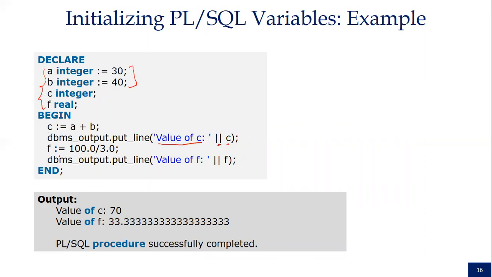Now here we are computing the value of F also, and directly displaying the value. Whenever you execute this statement, you will get this output: value of C 70 and F equals this value. This will be the output when executing this code.